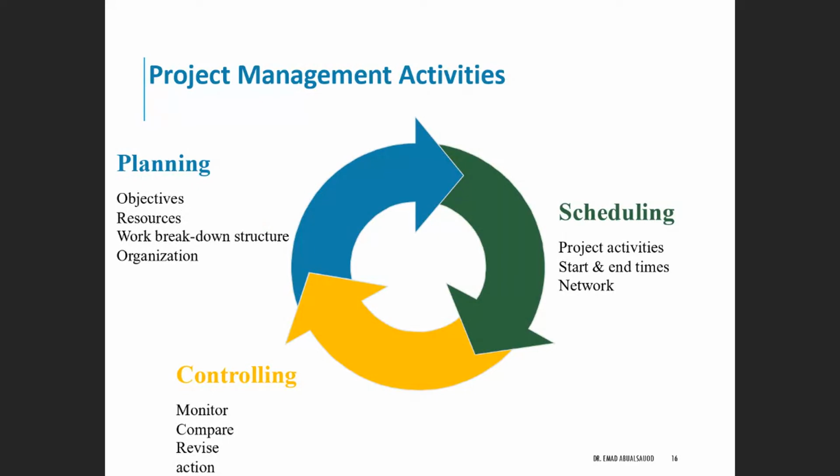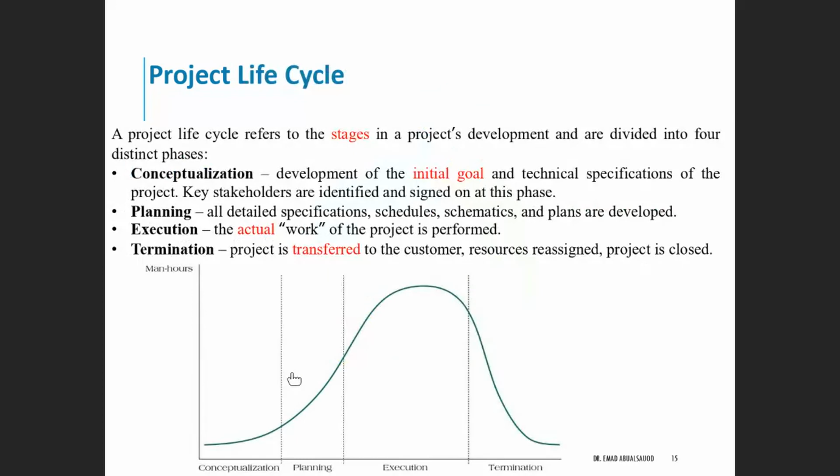For example, here we have three major activities that go on in project management: planning, scheduling, and controlling. Usually the planning and scheduling come in this area, where is the concept and planning. The controlling comes during this period, most of the time in the execution, to control the activity. So it's different than the life cycle.